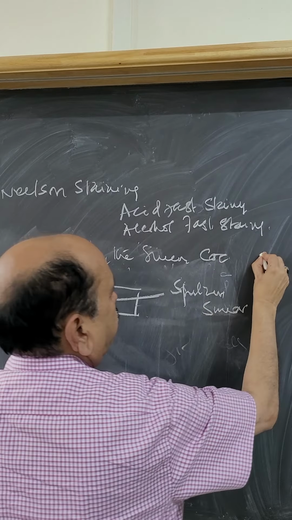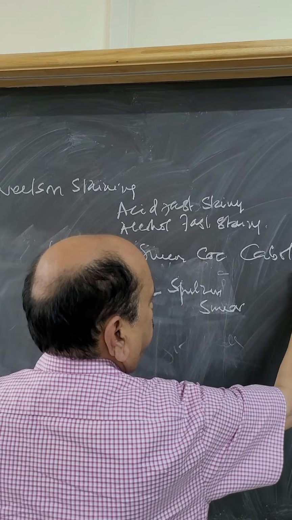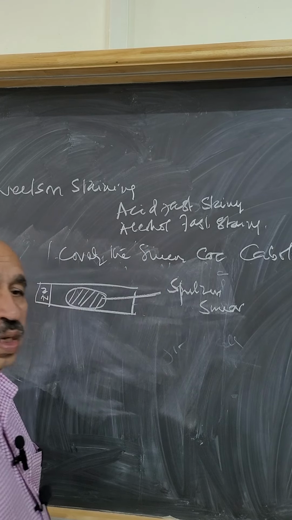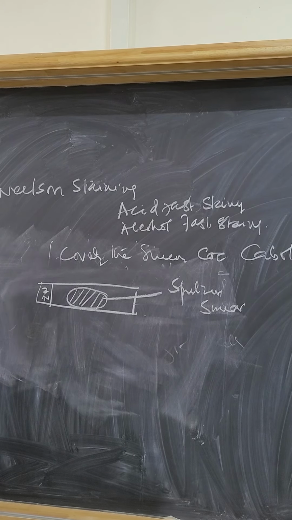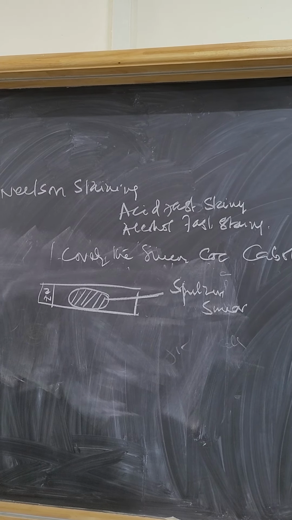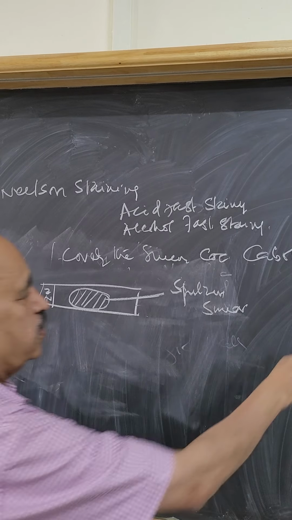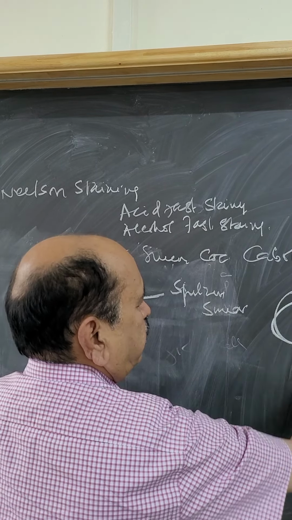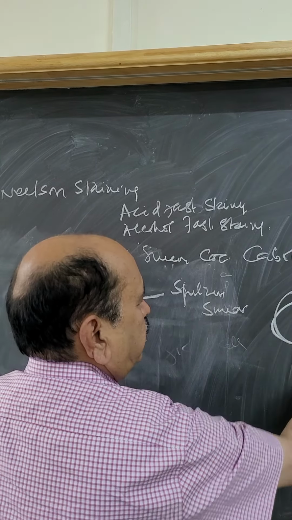Cover the smear with concentrated carbol fuchsin. Because it has a thick mycolic acid in the cell wall, the dye will not easily get into the cytoplasm. So for that you have to heat it. Heat it intermittently for 5 to 7 minutes.